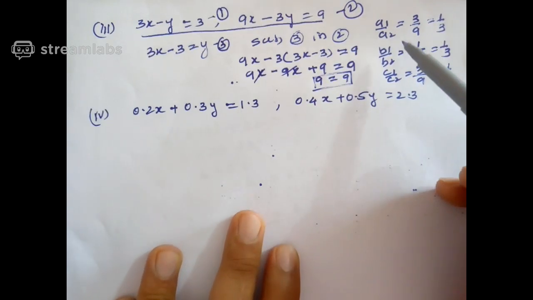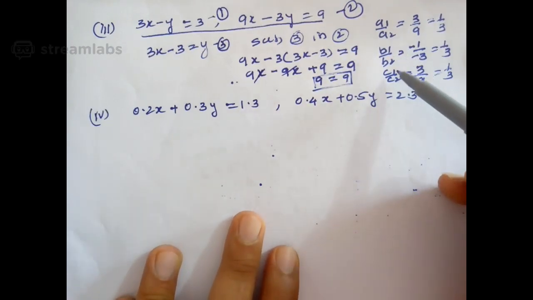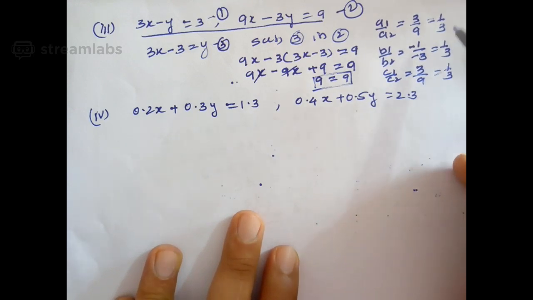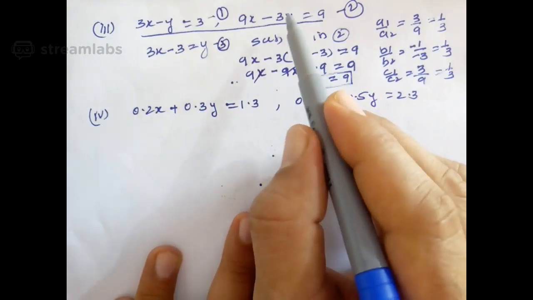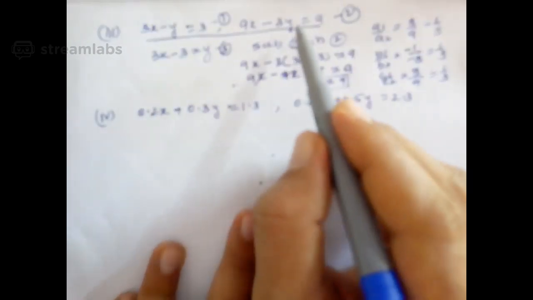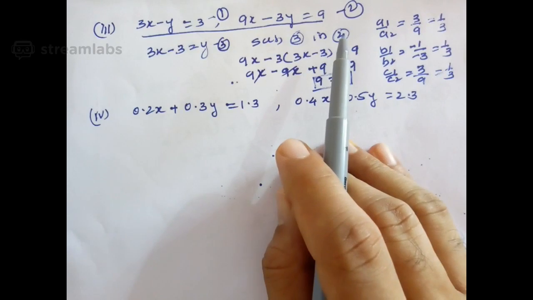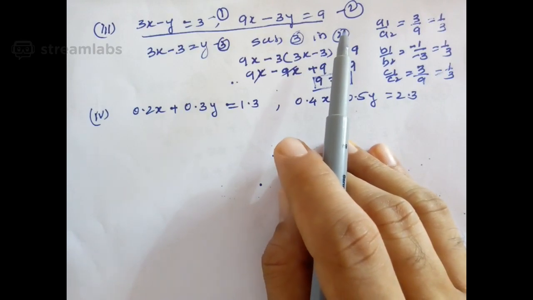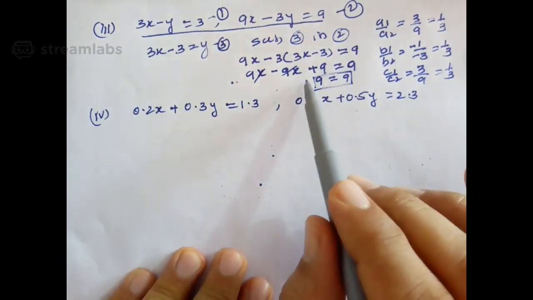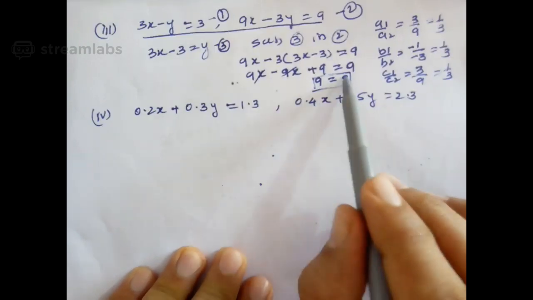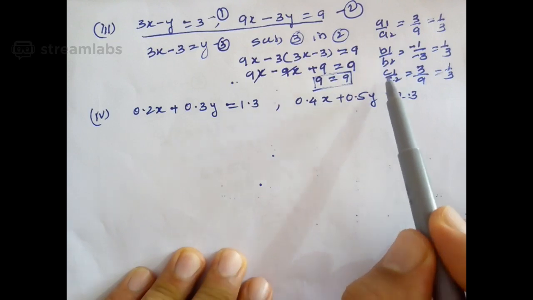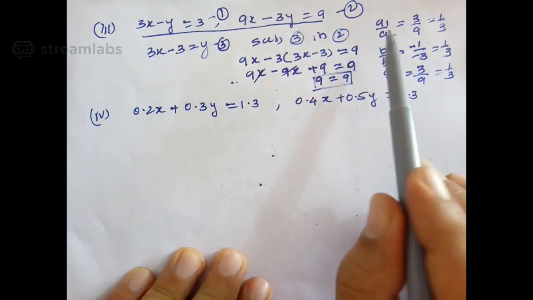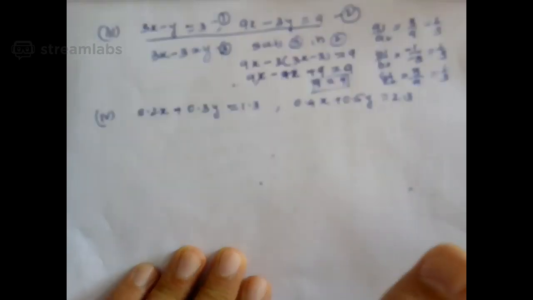Therefore, a1 by a2 is equal to b1 by b2 is equal to c1 by c2, 1 by 3, 1 by 3, 1 by 3. These two lines are coincident lines. It has an infinite number of solutions because each and every point is its solution. That's why we cannot find a single solution. In such a case, we'll get like this. So we have to check whether the lines are coincident or not. Hence, it has infinite number of solutions. You can conclude like that.